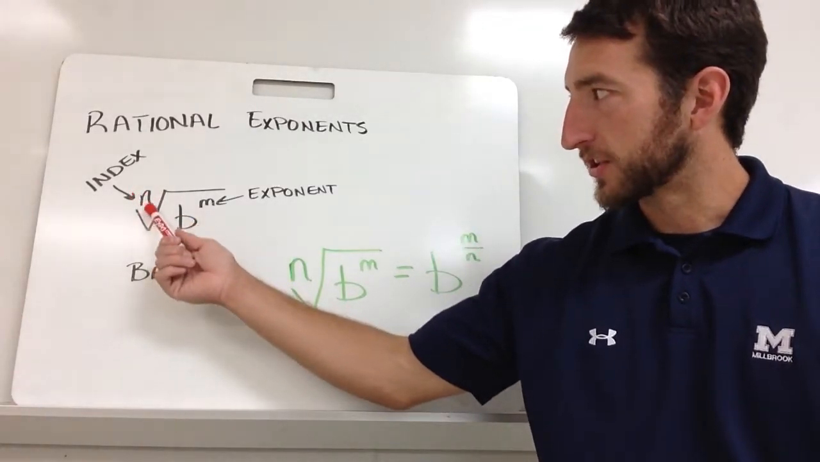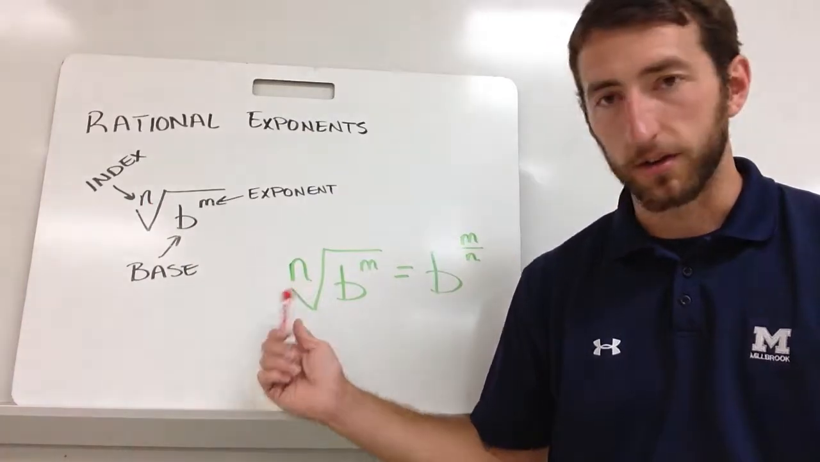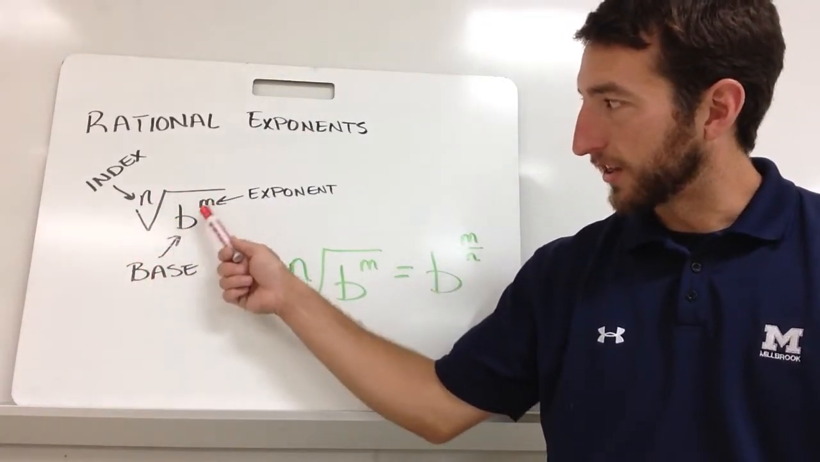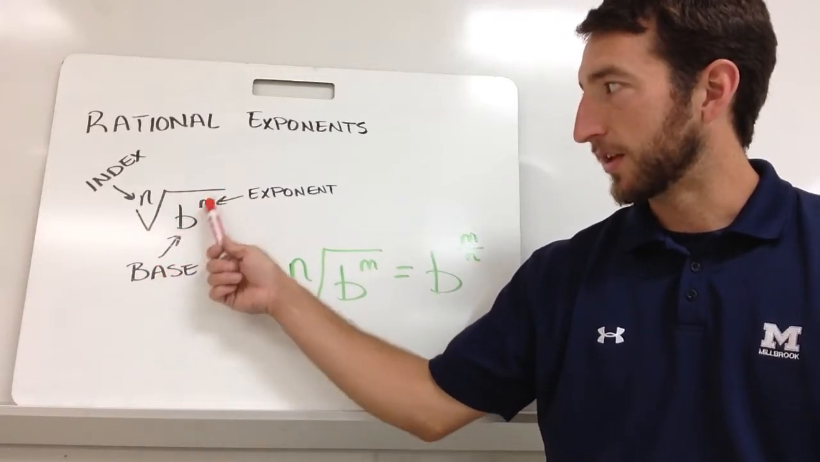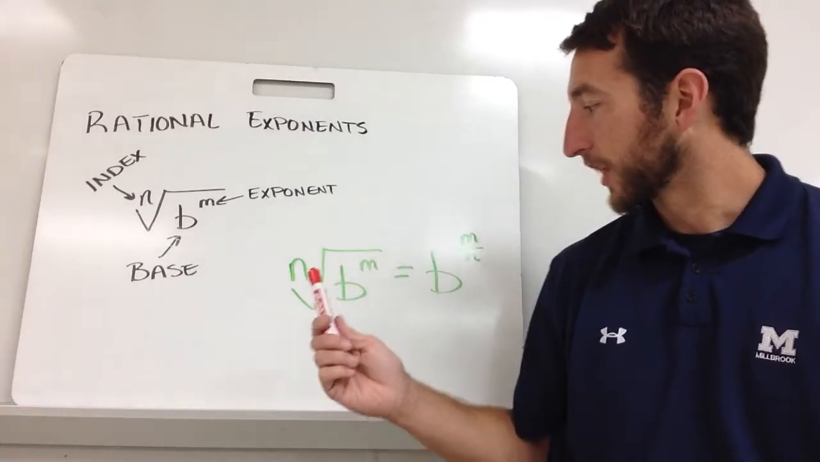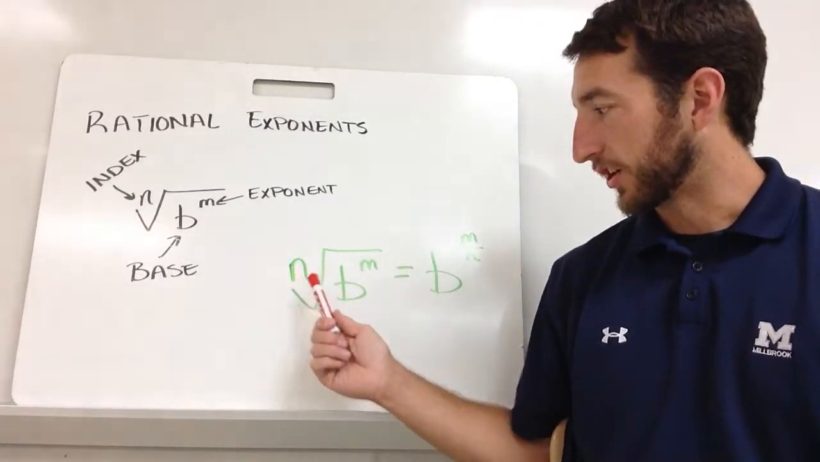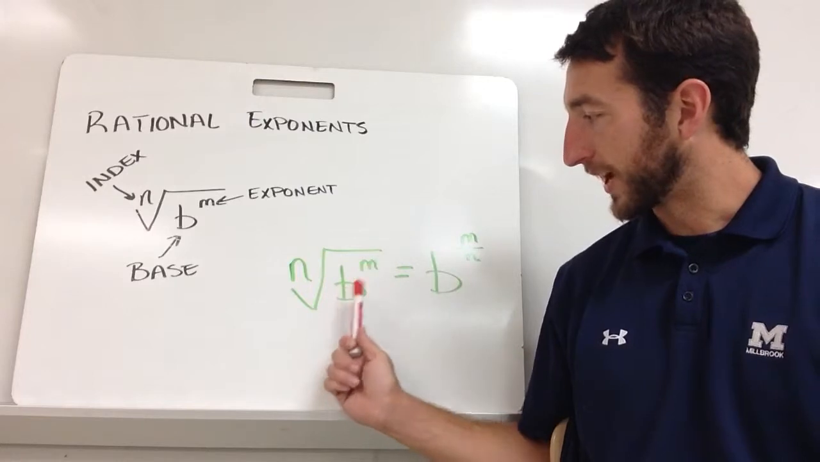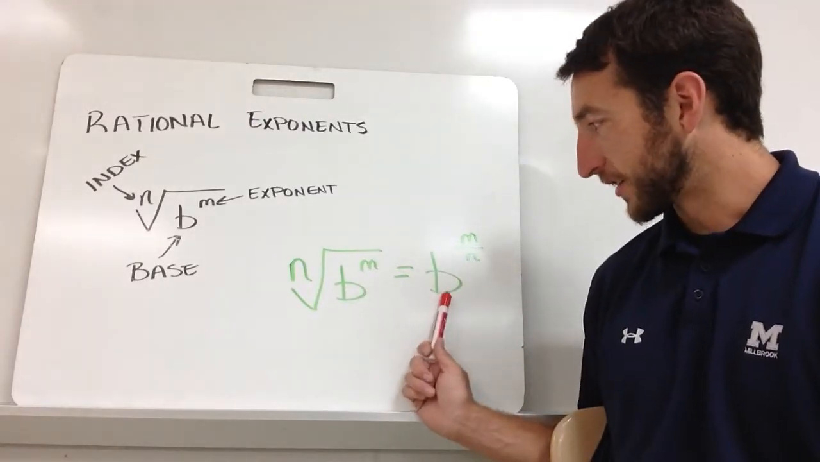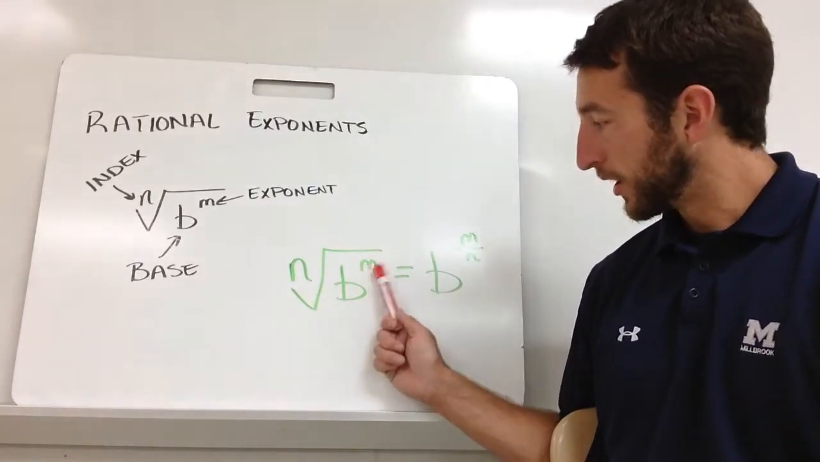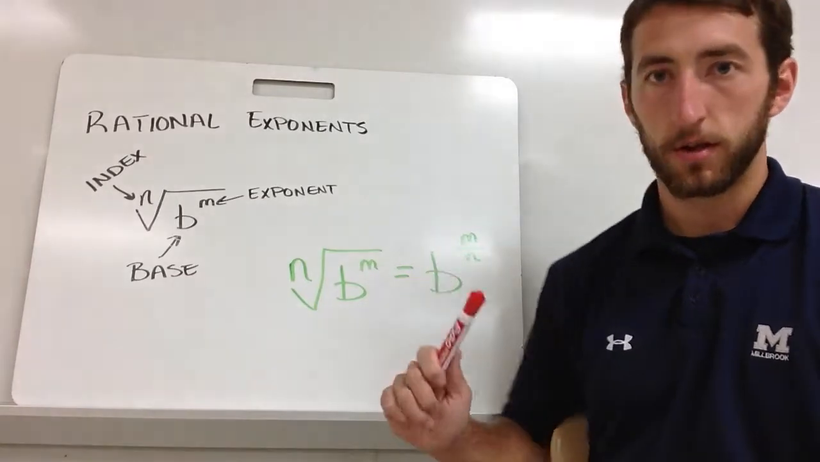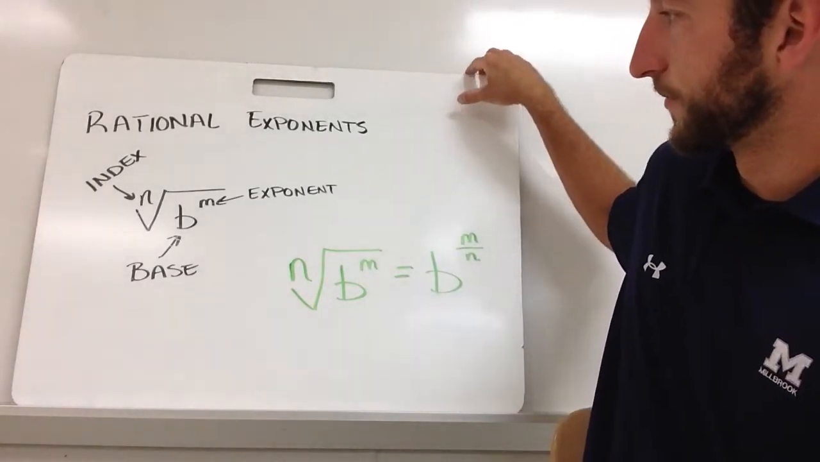Just a little terminology. This little n, right there in the little crease, is called the index. The number underneath the radical is called your base, and the number in the top right corner is called your exponent. So you've got your index, your radical, your base, and your exponent. That is equal to your base raised to your exponent divided by your index. So this is how that works.